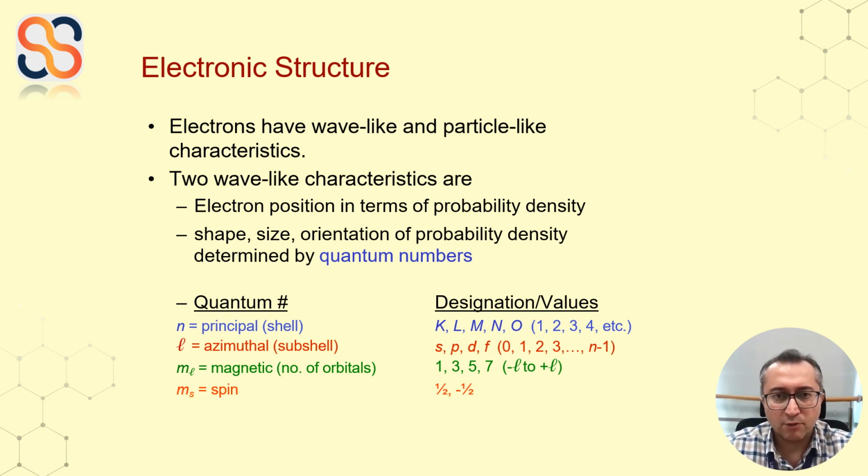Number four is spin quantum number. Finally, we have the spin quantum number, which tells us whether the electron is spinning in one direction or the other. The two possible values are 1/2 or -1/2. This gives us one more way to distinguish between two electrons that are otherwise in the same orbital.